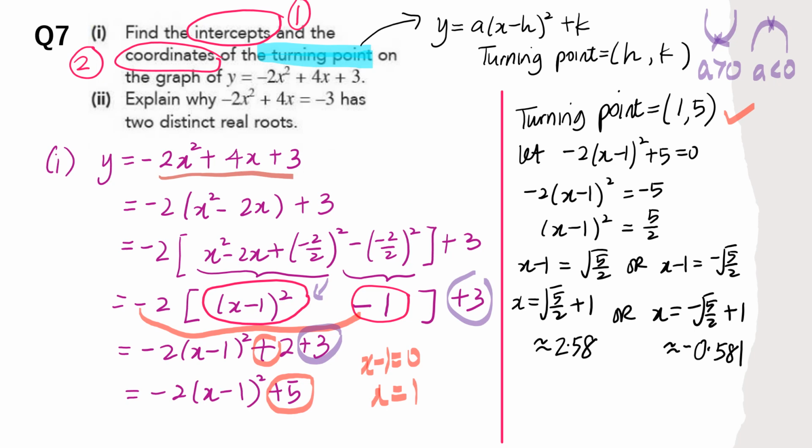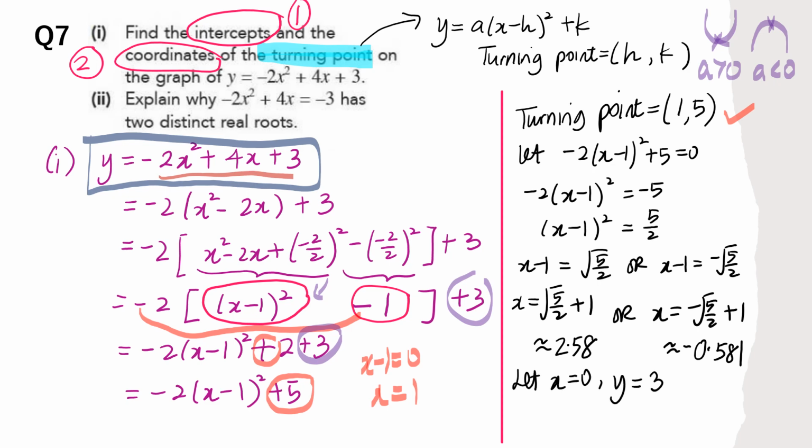Alright, and we still have to find the y-intercept value. So how do you find the y-intercept value? That is when you let x equal 0. And the easier way to do it is just to substitute x equals 0 into the raw form of the quadratic curve that you're given in the question. And you have your y-intercept equals 3. Alright, so this is the solution for part 1. Let's go on to part 2.